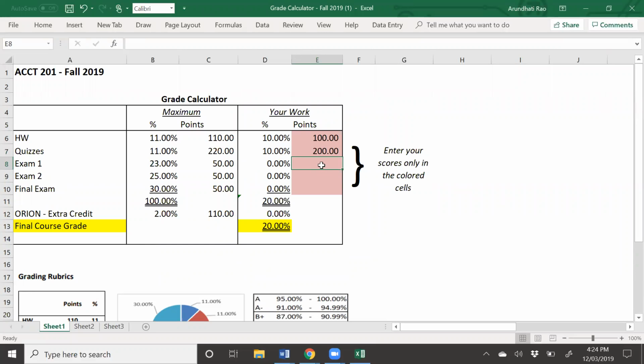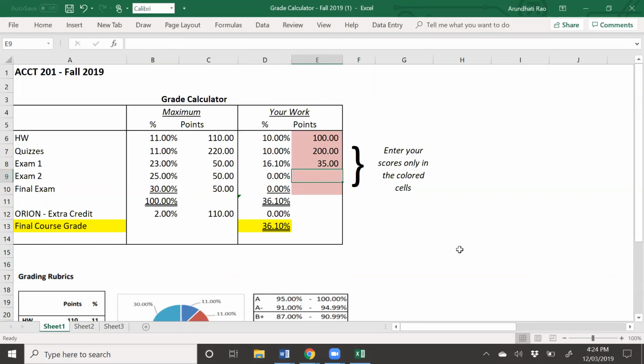The first exam student didn't do so well, earned a 35 out of 50. That works out to 16.1%. That's a weighted score. 35 out of 50 is 70%, but that's not what we're looking at. We're looking at 35 divided by 50 multiplied by 23%. That's how we come up with this number over here. You can check the formula if you would like to try it out separately.